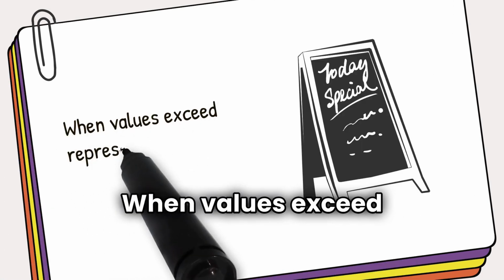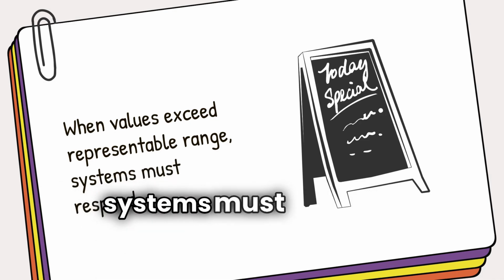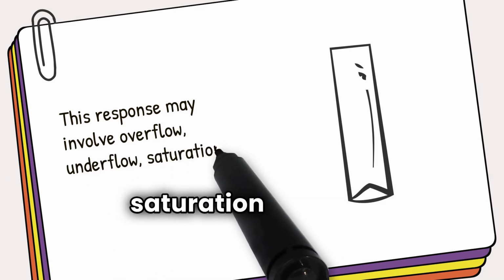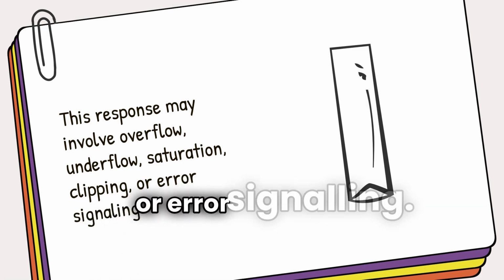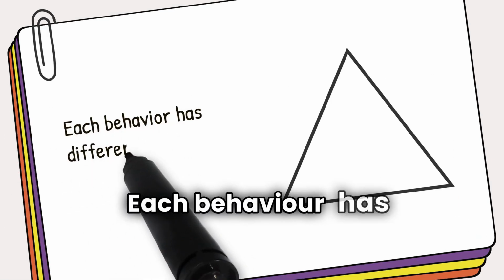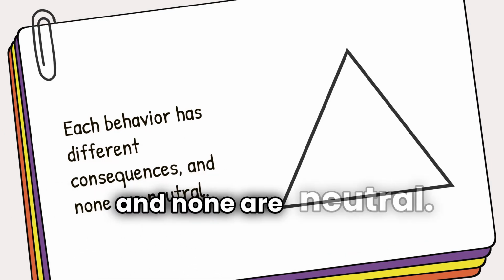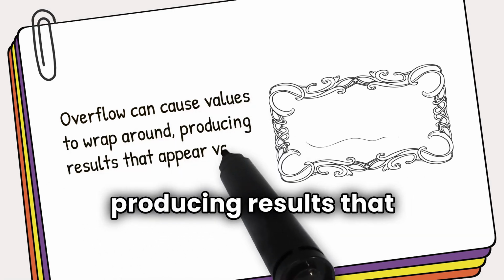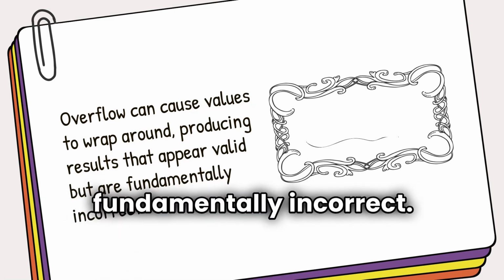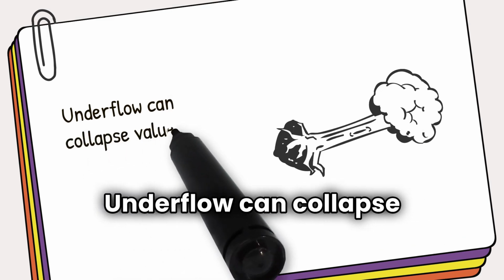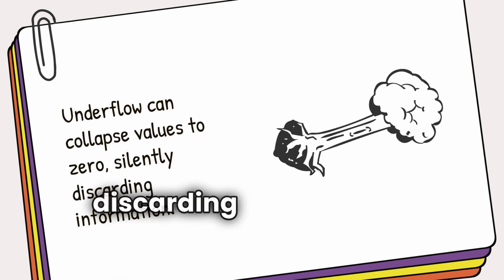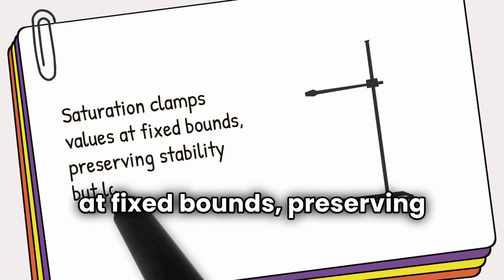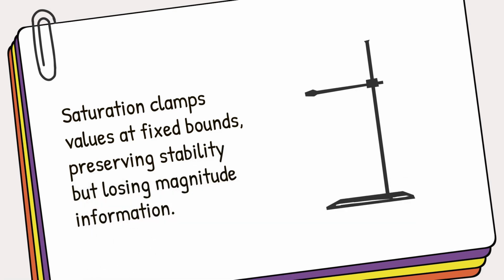When values exceed representable range, systems must respond. This response may involve overflow, underflow, saturation, clipping, or error signaling. Each behavior has different consequences, and none are neutral. Overflow can cause values to wrap around, producing results that appear valid but are fundamentally incorrect. Underflow can collapse values to 0, silently discarding information. Saturation clamps values at fixed bounds, preserving stability but losing magnitude information.